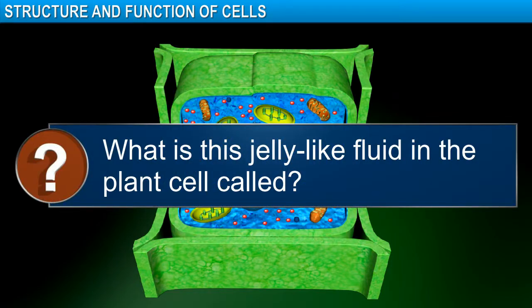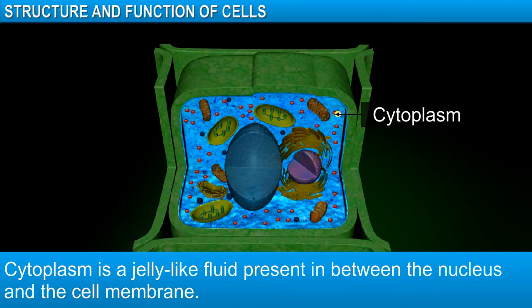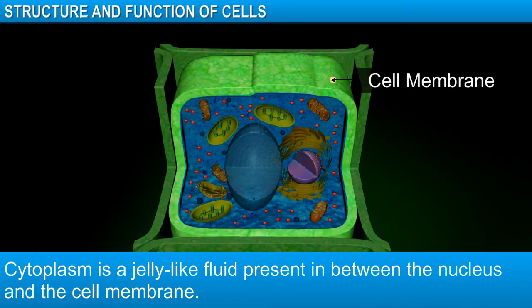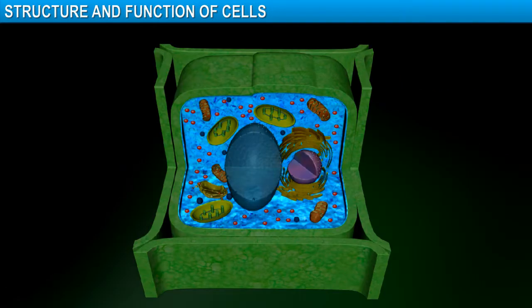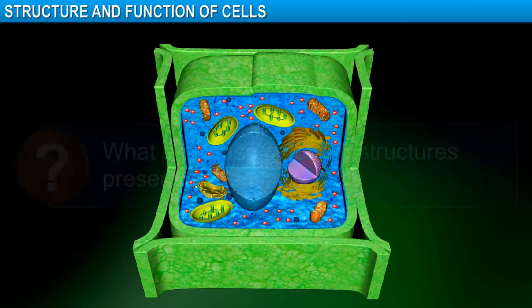What is this jelly-like fluid in the plant cell called? Cytoplasm is a jelly-like fluid present in between the nucleus and the cell membrane. It contains a number of organelles.